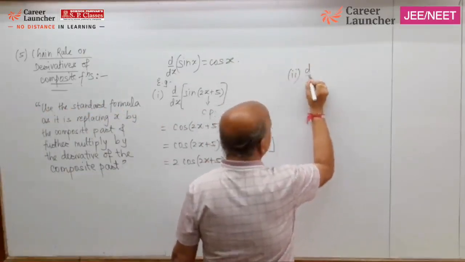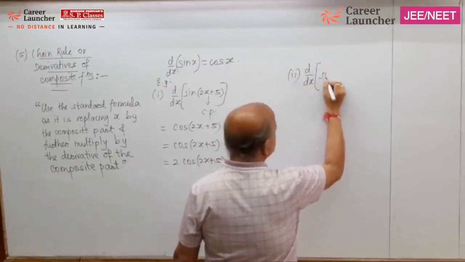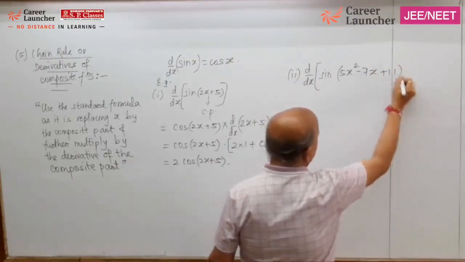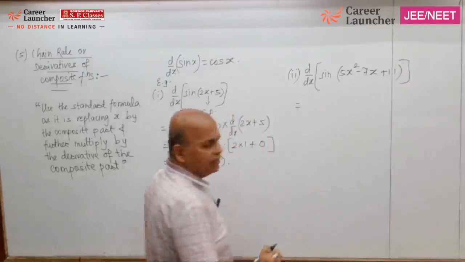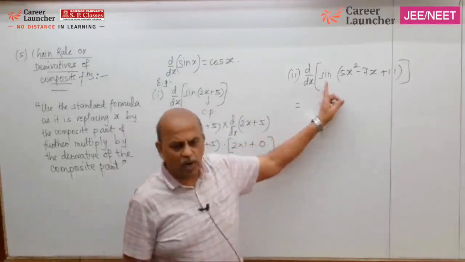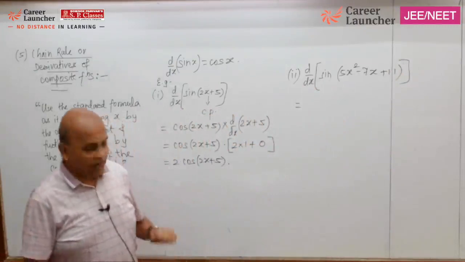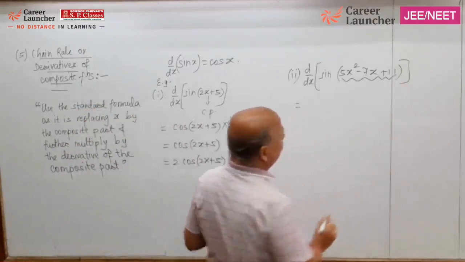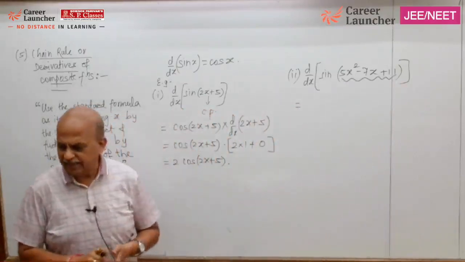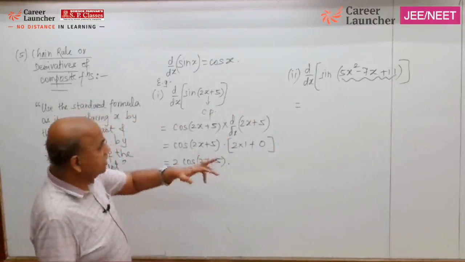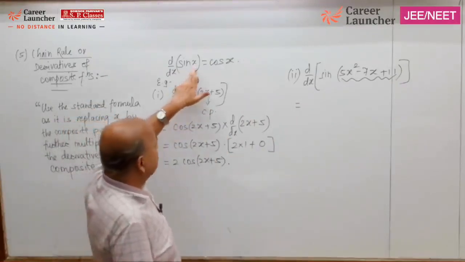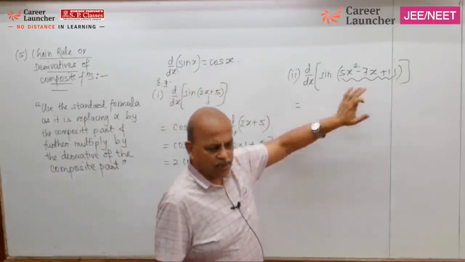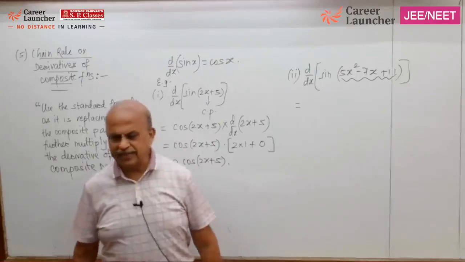Number 2. d by dx of sine of 5x square minus 7x plus 11. Once again, the standard formula here is sin x. Can you tell me what the composite part will be here? Will it not be 5x square minus 7x plus 11? Because in the standard formula, x is replaced by something. That new function is called the composite part. So here the composite part is 5x square minus 7x plus 11.